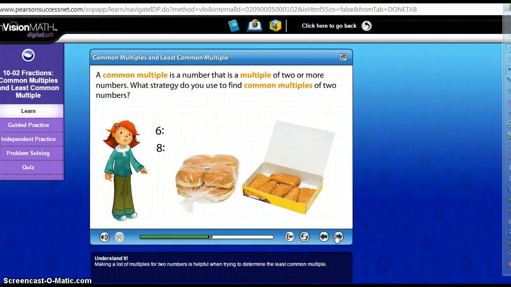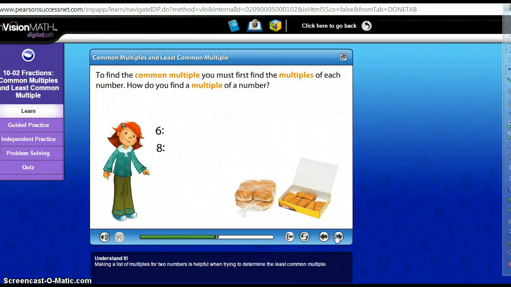A common multiple is a number that is a multiple of 2 or more numbers. What strategy do you use to find common multiples of 2 numbers? To find the common multiple, you must first find the multiples of each number. How do you find a multiple of a number?